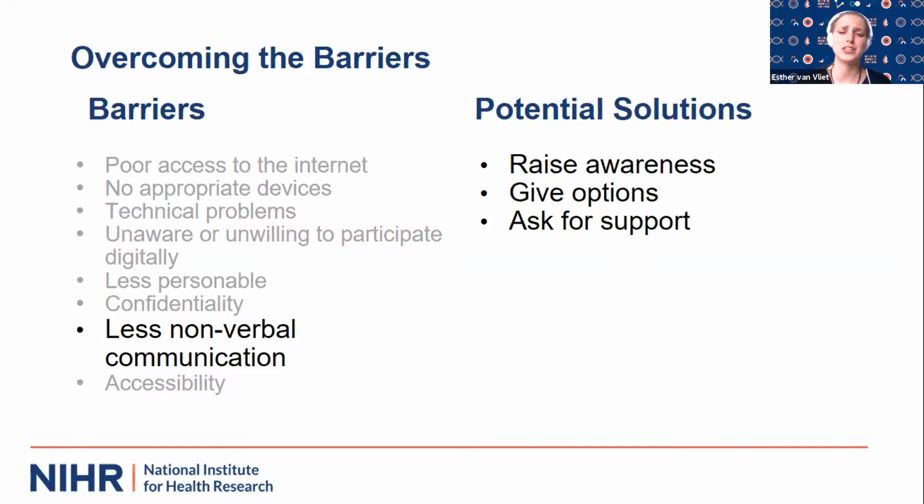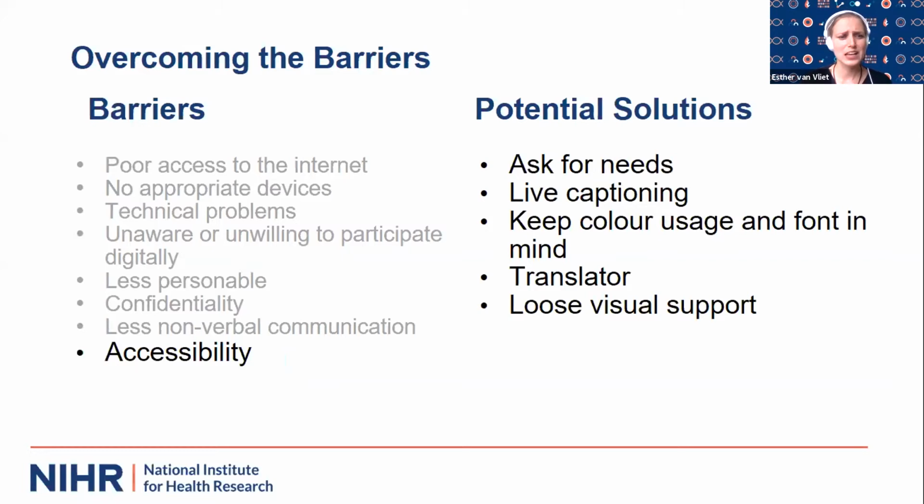And also again, ask for support. So if you have a colleague joining you, ask them if they can keep an eye on the participants as well, just to see, is everyone still looking comfortable? Does everyone still seem okay with the meeting so far? And then the last barrier to think about is accessibility. So there are some things you need to keep in mind with planning and conducting a virtual meeting to ensure that it's accessible. First of all, ask people.